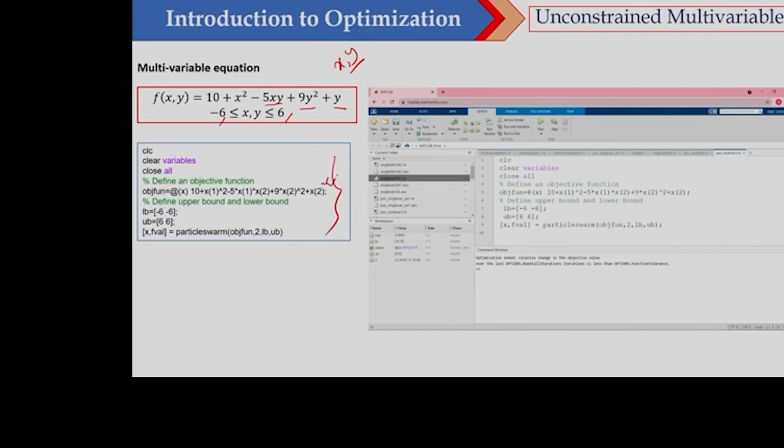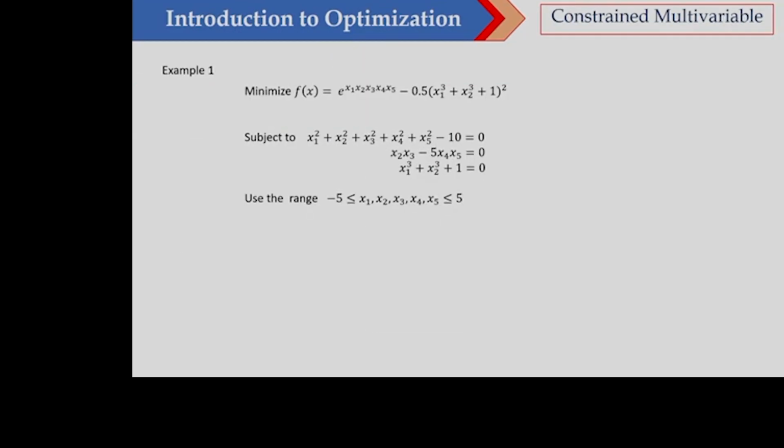Here I have defined the objective function, and here the lower bound is -6 and -6, and the upper bound is 6, and then you use particle swarm with the objective function, and here the number of variables is again 2. The lower bound and upper bound we have defined, and I can get the solution of this particular problem. Now, let us see a problem with constraints.